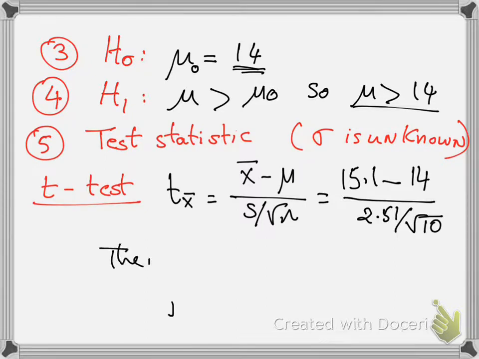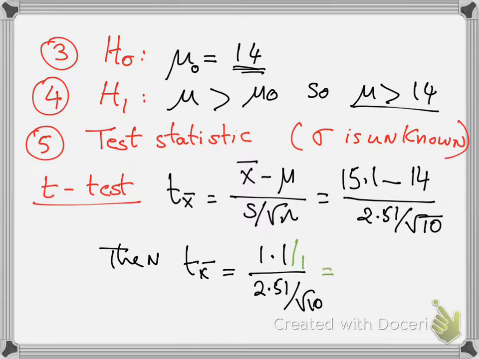So then the critical value, t here, so t x bar would be equal to 1.1 over 2.51 over square root of 10. So don't forget here, guys, when you divide, you have to flip, right?